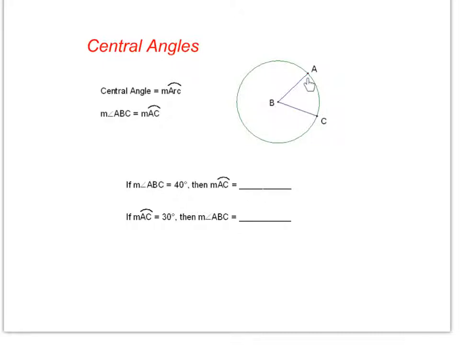The measure of the arc is going to equal the measure of the central angle. So, for example, if the measure of angle ABC is 40, then the measure of arc AC is also 40. Likewise, if we go the other way, which we can, if the measure of arc AC is 30, then my central angle is also going to equal, let me get my marker back, 30.